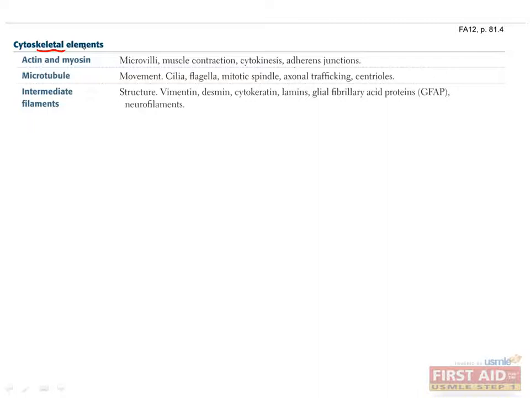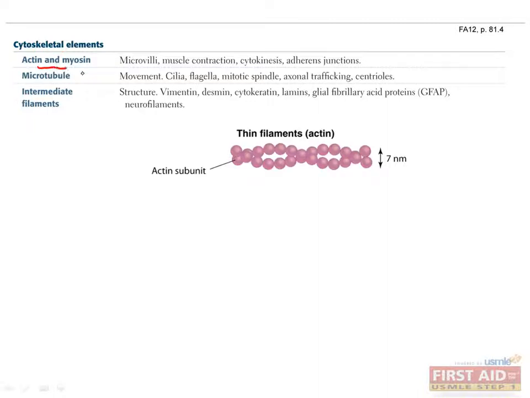There are 3 major parts to the cytoskeleton. Actin and myosin comprise microfilaments, and they are the thinnest structure in the cytoskeleton with a diameter of just 7 nanometers. Actin is present in microvilli and adherens junctions, and actin and myosin together mediate muscle contractions and cytokinesis.